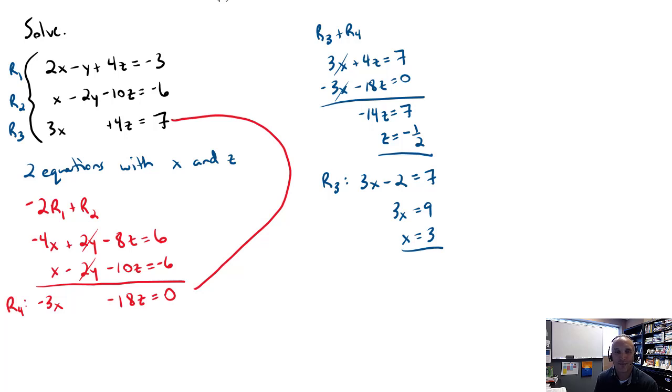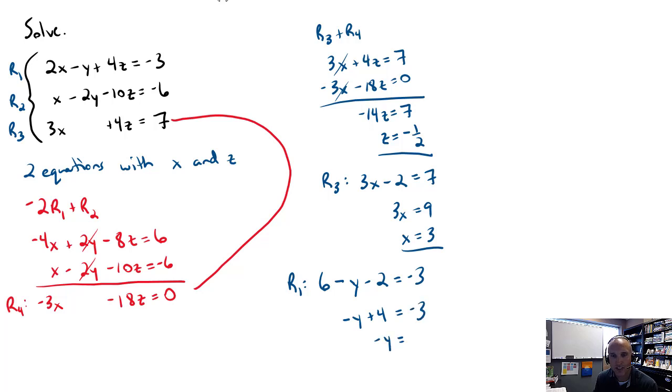Now we need y. Well, to get y, I can plug this x and z back into row 1 or row 2, not row 3 because it doesn't have a y, but row 1 or row 2 to solve for y. So let's plug this x and z combination into row 1. So if I do that, I'm trying to solve for y, so I've got 2 times x, which is 2 times 3, or 6, minus the unknown y, plus 4 times z, which is negative 1/2, so that's minus 2, equals negative 3. So we have negative y plus 4 equals negative 3.